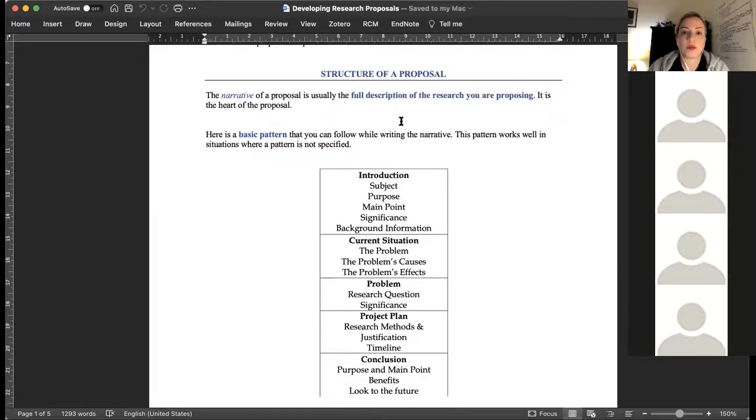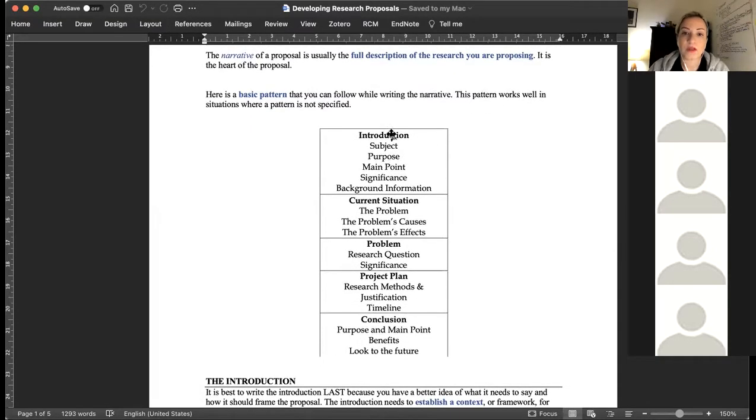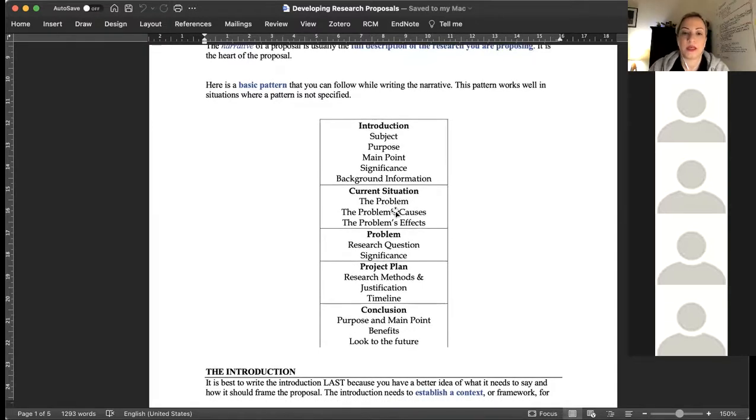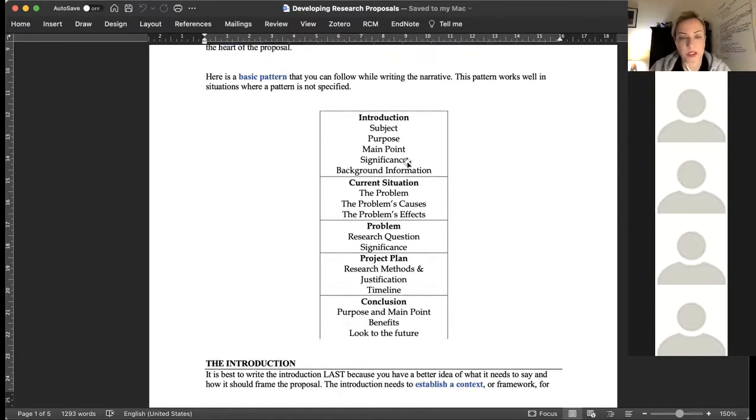The structure of a proposal is simple. You have an introduction, an explanation of the current situation, the problem, the project plan, and the conclusion. This is the basic pattern, by the way. If you are not provided with a pattern to follow, this is a very good pattern to follow normally. In the introduction, you include the subject, the purpose, the main point, the significance, and the background information. These shouldn't be more than short paragraphs or short points.